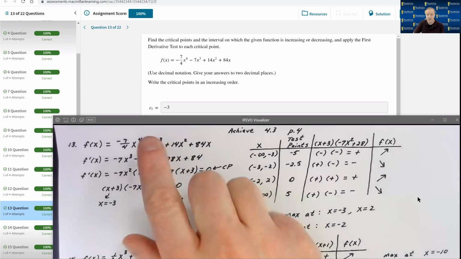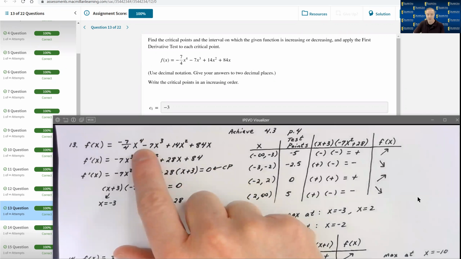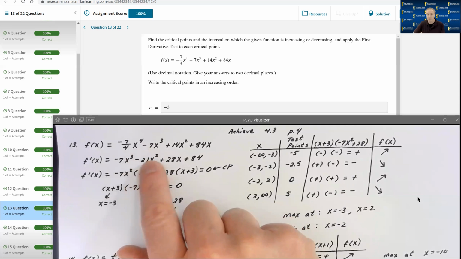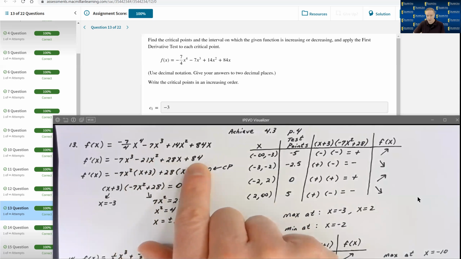In number 13, you see that we have a fourth degree function, which we know has an infinite domain. So the domain is going to be negative infinity to infinity. We need to find the places where the derivative is equal to 0. The derivative is easy. We just use the power rule on each one of the individual terms.